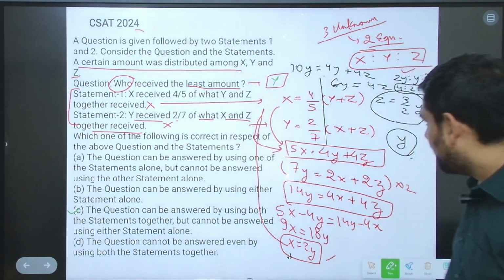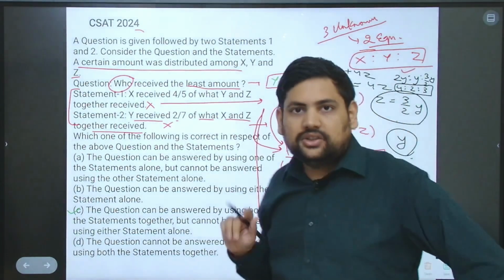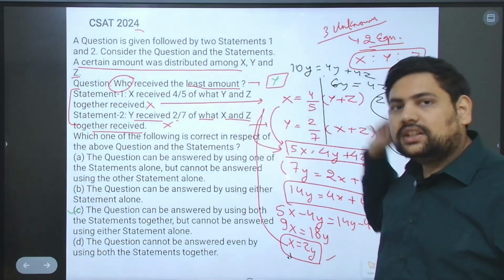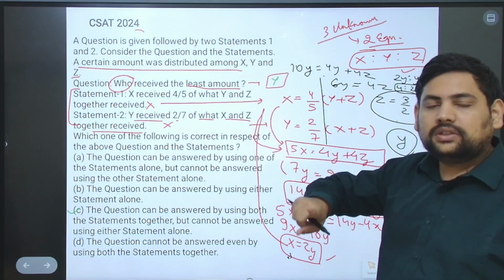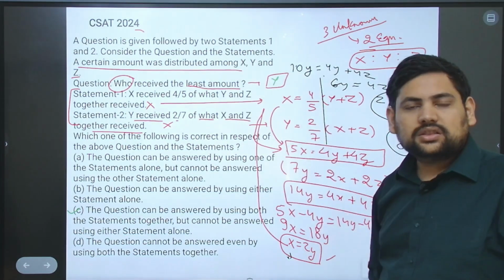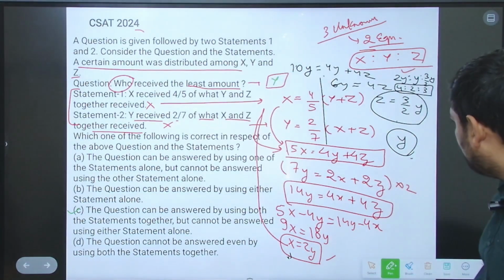Understood? But you don't have to always do this. You understood? So if there are 3 variables and 2 equations, you can at least get to the ratio. So you will be able to tell which one is the largest, which one is the smallest, provided you don't have any constant terms. Understood? Then let's get forward.